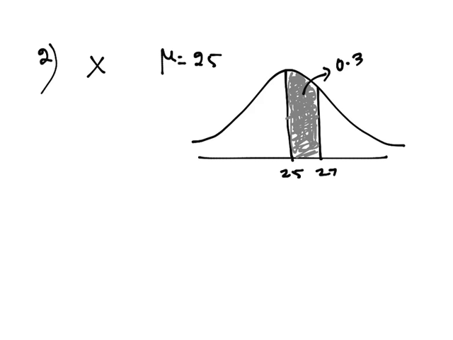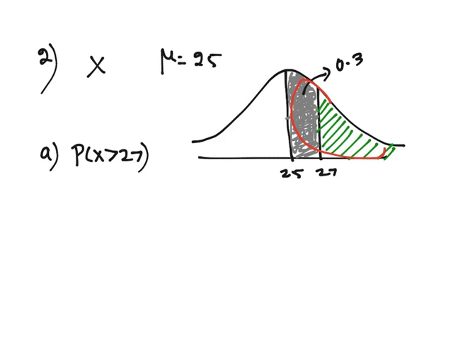The first question is find P of x more than 27. That means I need to find this area. Now as you may recall, the area above 25 is 0.5 and the area below is 0.5. So it is quite easy to note that the shaded area, the green part, is nothing but 0.5 minus 0.3, which is 0.2. So P of x more than 27 is 0.2.